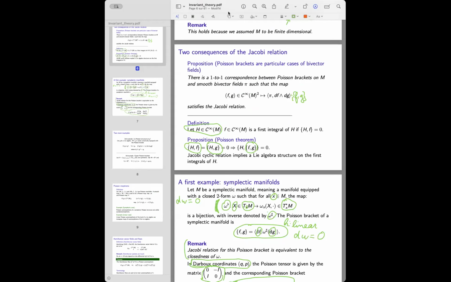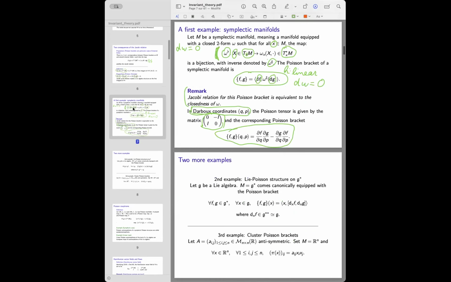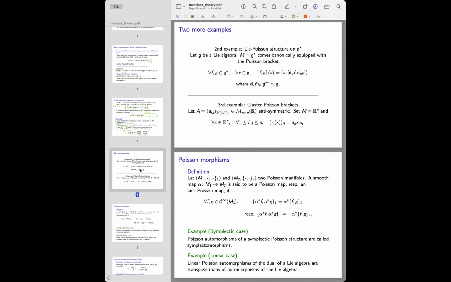Sorry. Do you still see my screen? Yeah, but it's not in the full screen mode. Yeah.